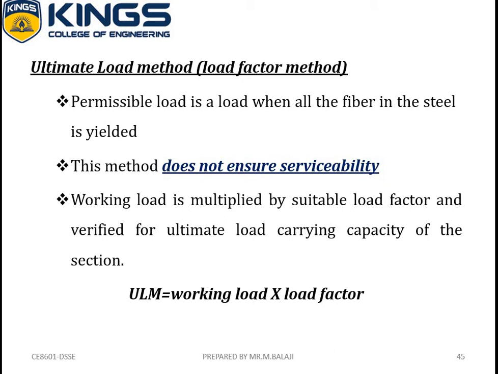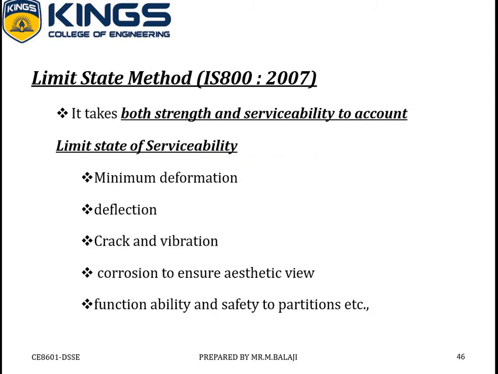Working load is multiplied by a suitable load factor and verified for ultimate load carrying capacity of the section. So working load into load factor. This one is limit state method. In steel structural elements, we use the limit state method. It takes both strength and serviceability, using code IS 800 2007.